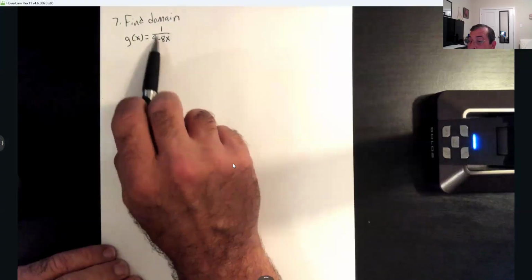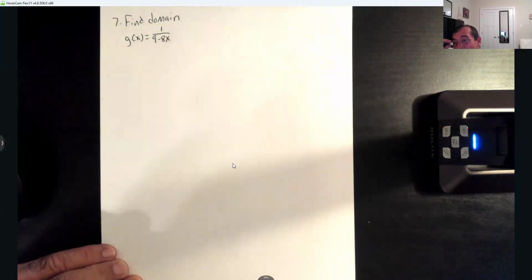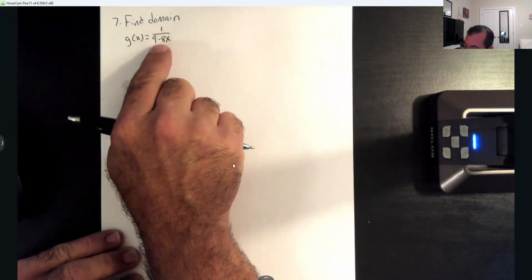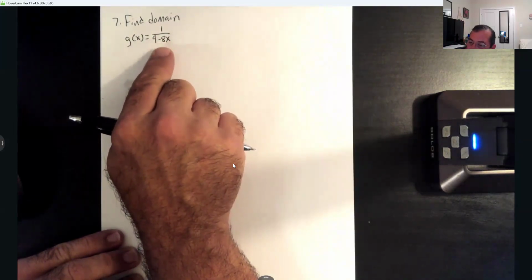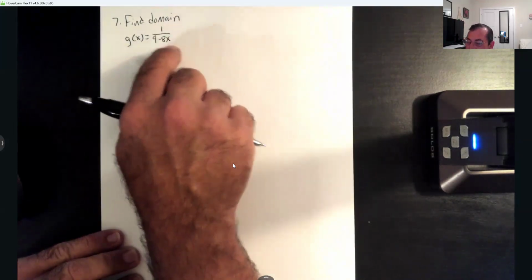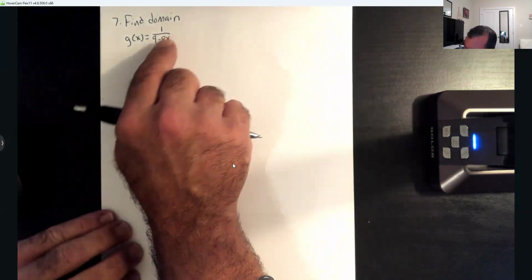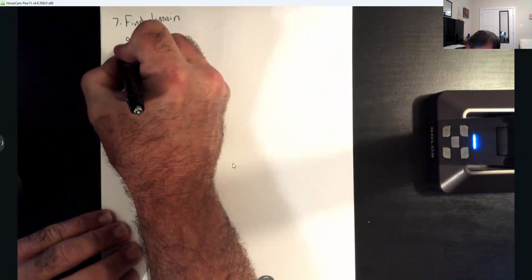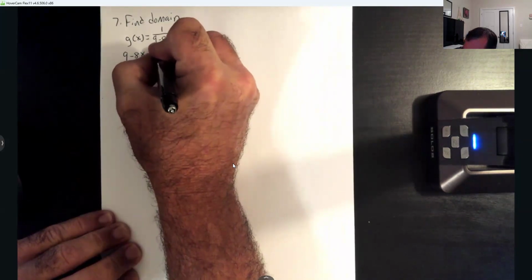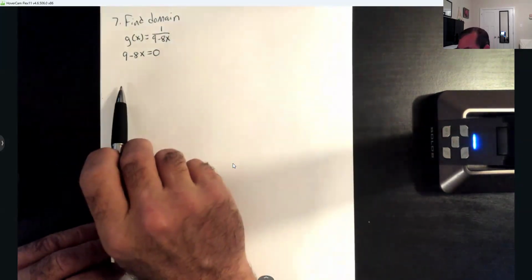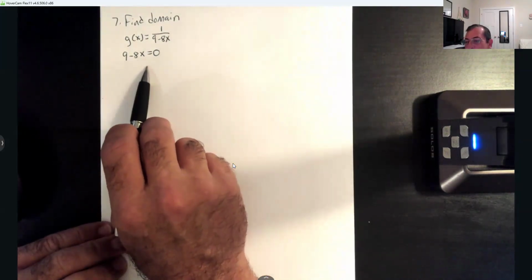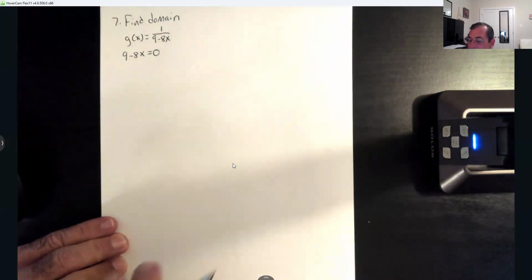Now, y'all remember, if this wasn't a fraction, we put all real numbers, right? But it is a fraction. So when you got a fraction, remember, the bottom, the denominator, cannot equal 0. Because if that equals 0, 1 divided by 0 is undefined, okay? So we cannot divide by 0. So what we're going to do is take the 9 minus 8x and set it equal to 0 to solve and find what values make that true. Whatever answer we get here, we're going to kick it out of our domain, okay?